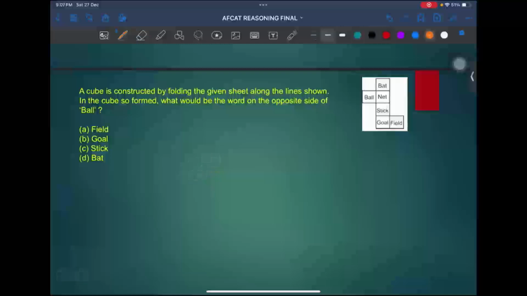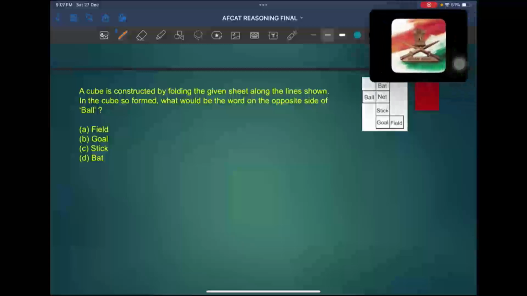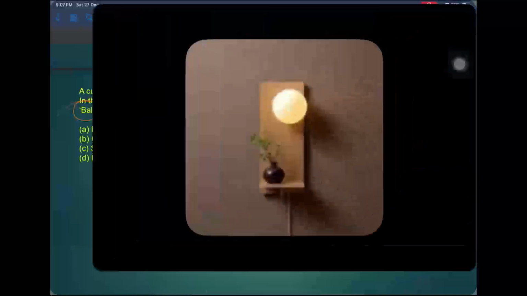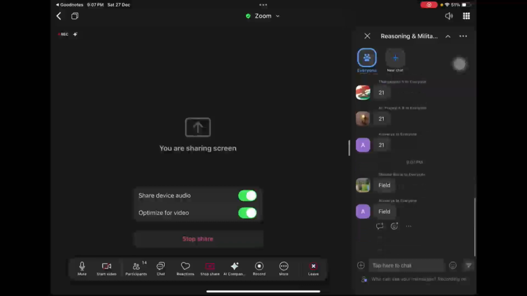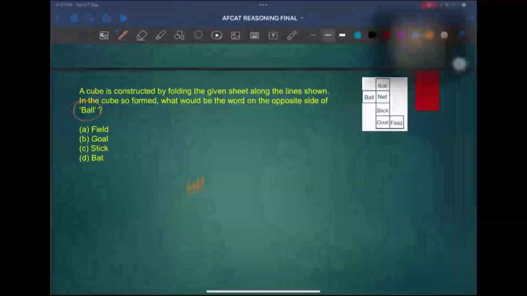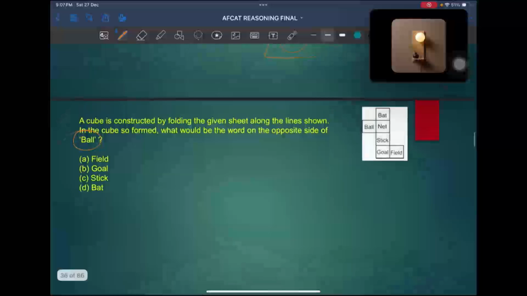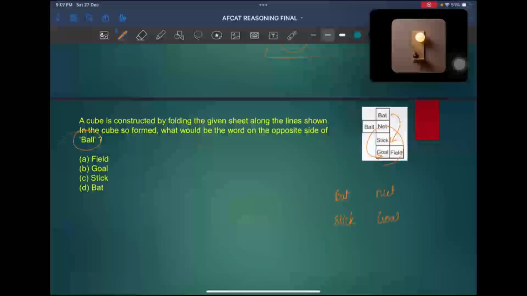You just need to find the alternate field. The question is ball. For ball, it is field. Okay, and every other person also got the same answer. Yeah, Sheetal is telling field and Aishwarya is telling field. You just need to write it in different alternates. For bat, it will be stick. For net, it is goal. For ball, it is field.